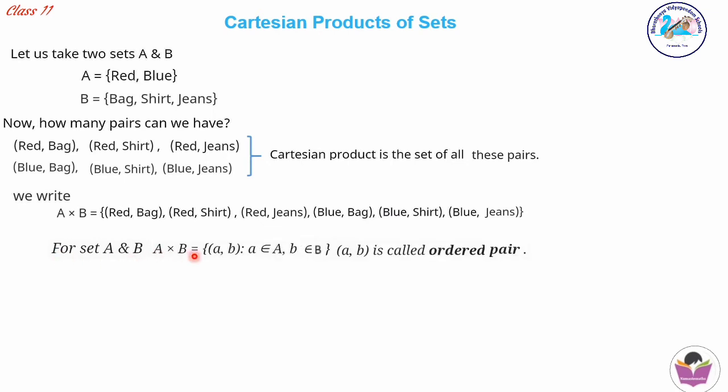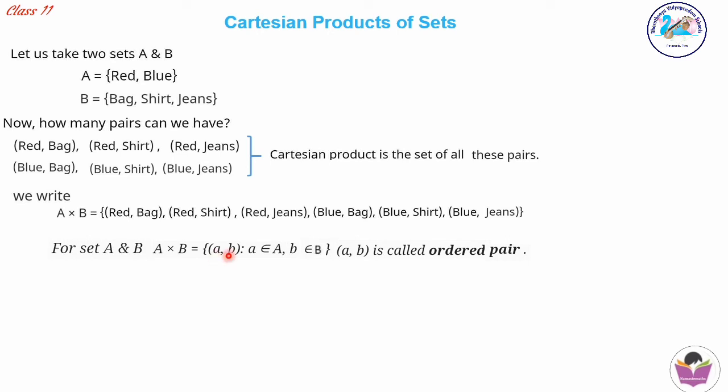A cross B is equal to the set of (a, b). This is called an ordered pair. Remember, this is called ordered pair (a, b). The first element a belongs to the first set, that is A, and the second element b belongs to the second set B. That is called an ordered pair. Means first element belongs to the first set, second element belongs to the second set. We should not change this one. So (a, b) is called the ordered pair.